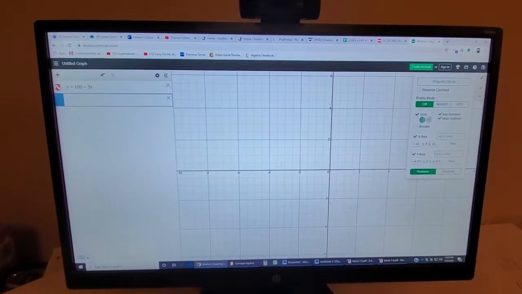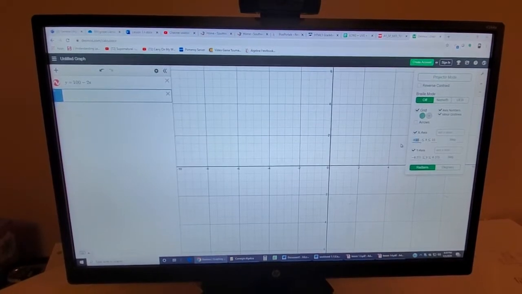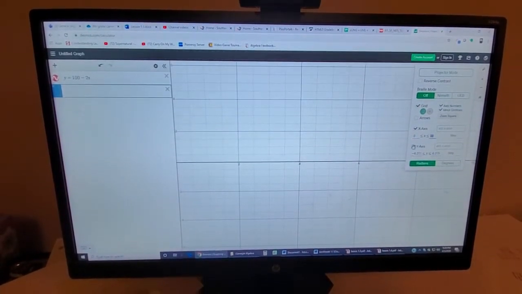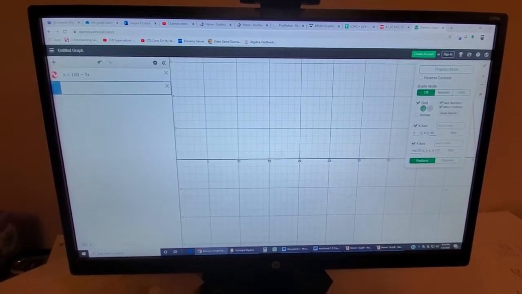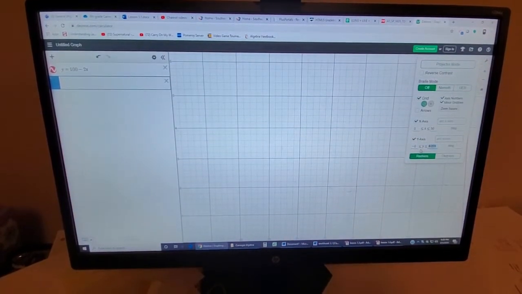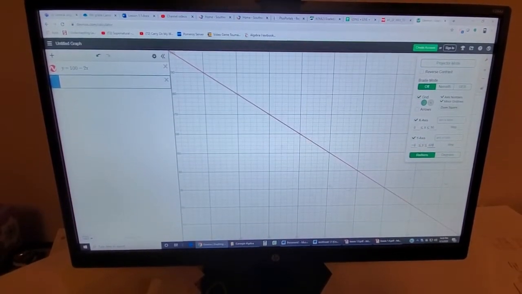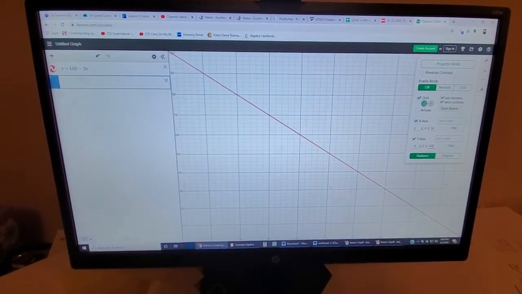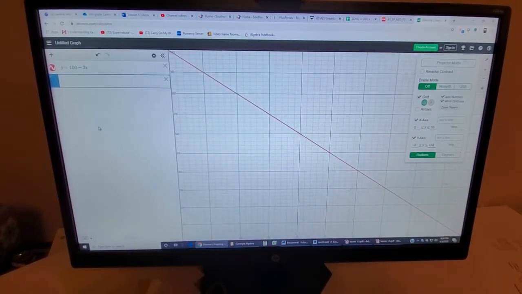And we're going to go down here for the x-axis. We want to start at 0 and go to 50. And for the y-axis, we want to start at 0 and go to 100. And now we see the same picture. So you can graph on desmos.com if you don't have a graphing calculator.